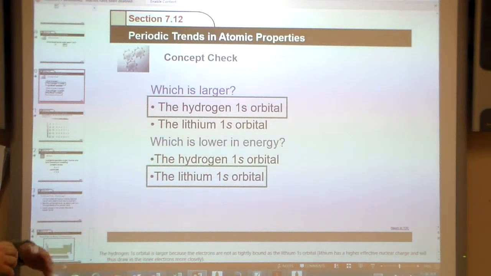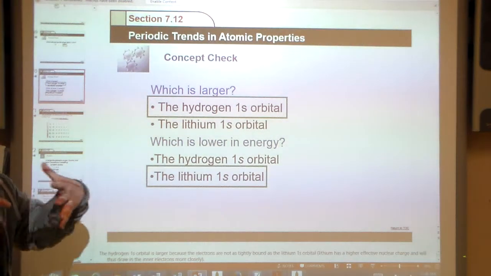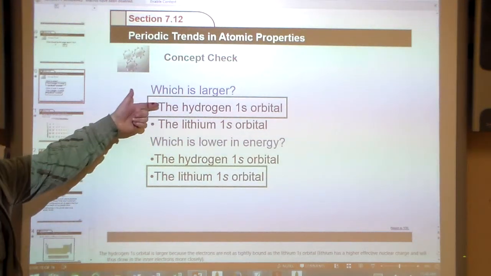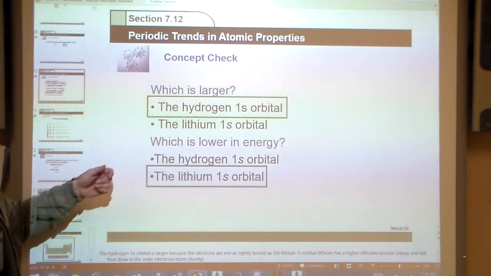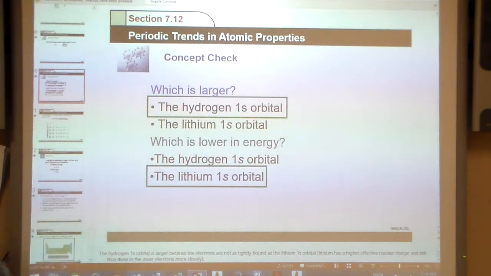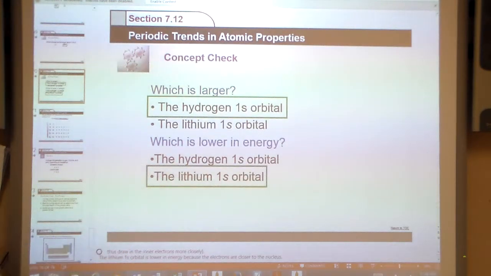And that has to do with the fact that hydrogen is going to be larger in size because the electrons are not as tightly bound to the nucleus of the hydrogen compared to the lithium. Lithium has more of an effect on its electrons than the hydrogen does. So that's why hydrogen would be larger. Now, which one would you expect to be lower in energy, hydrogen or lithium? The lithium is going to be lower in energy. And again, that's because the electrons are closer to the nucleus as a result.